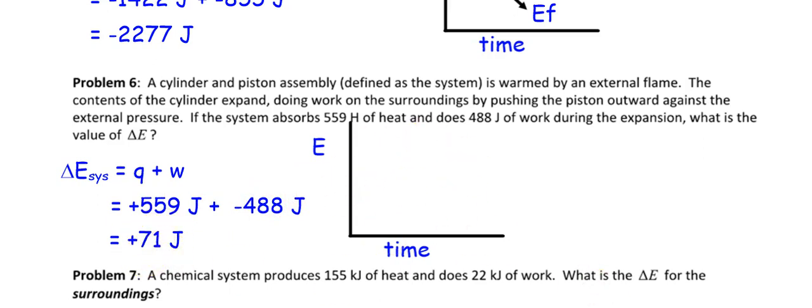So what will my graph look like? Well, if it's positive, EI starts lower, it gets higher, and so here's my final value. So final minus initial is a positive 71 joules, okay? Why don't you do problem number 7, and let's see what you get.